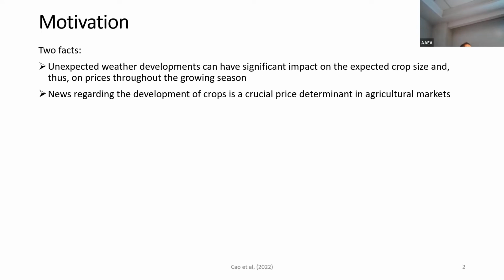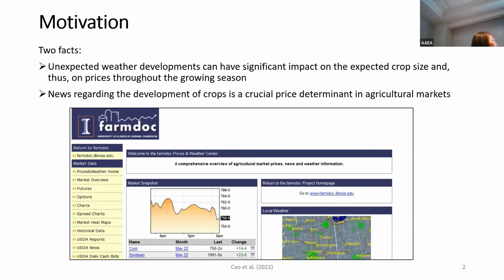The first one is, unexpected weather development can have significant impact on the expected crop size and thereby the price for the growing season. And because of that, the second fact would be news regarding the development of crops is a crucial price determinant of the agriculture market. So I have here, for example, a screenshot of the webpage of the Farmdoc articles, where there's weather and price together in one place.